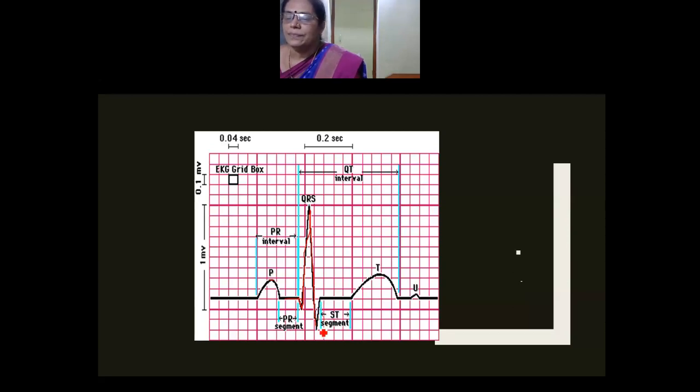Then here the T wave is in a slightly upward direction. It is wide, and then it slows down. It is due to the ventricular repolarization, that is during the relaxation. So these three waves are produced.